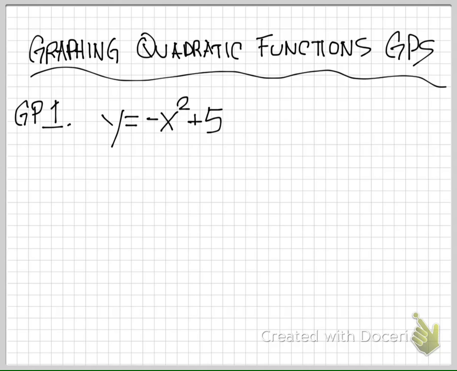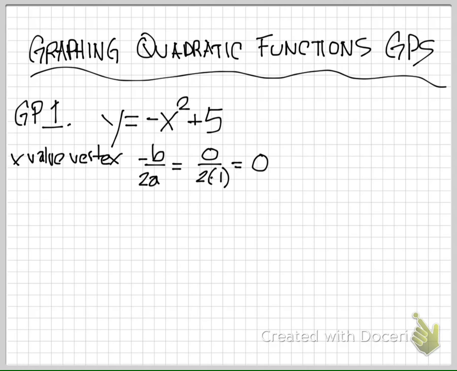So when you graph this problem, the first thing you need to do is find the x value of your vertex. We talked about a vertex being the highest or the lowest point. I know that a is equal to -1. Since it's negative, this graph is going to open downward. So this vertex is going to be my highest point. In order to find the x value of the vertex, you need to use the equation -b over 2a. This problem does not have a b, so it's 0. So the x value of the vertex is 0.